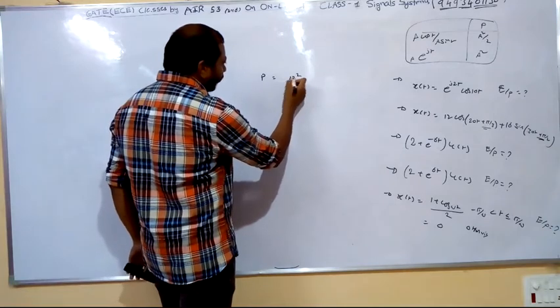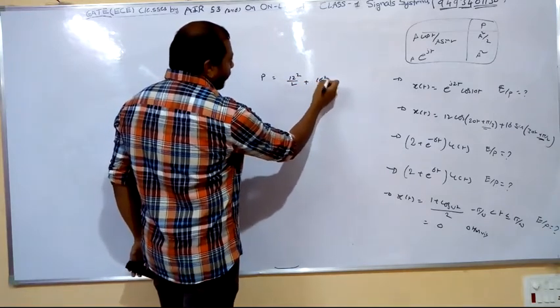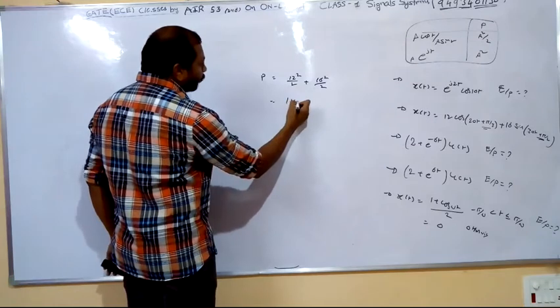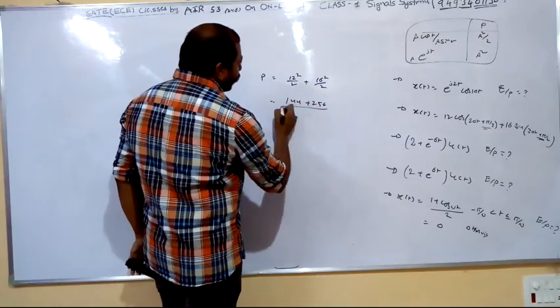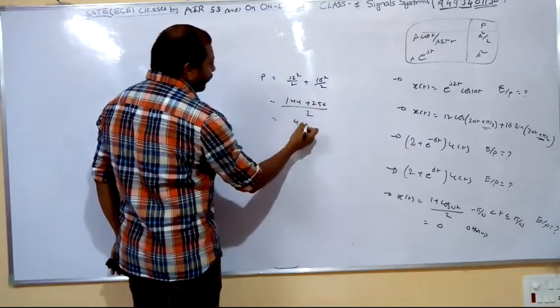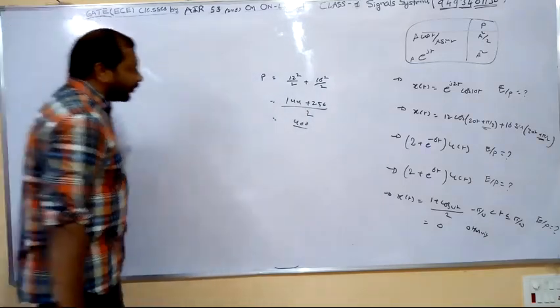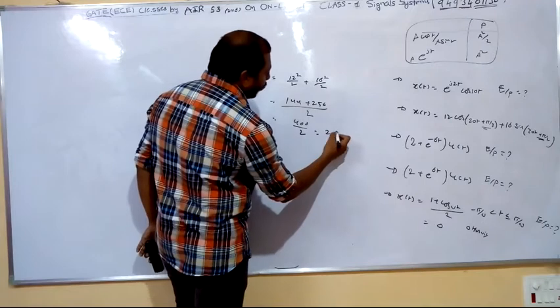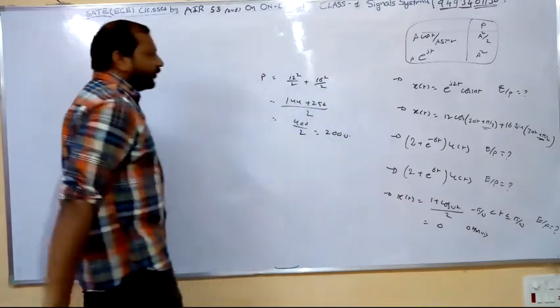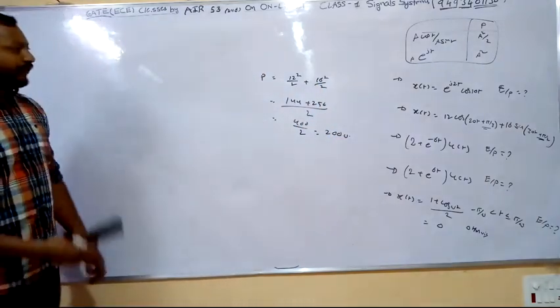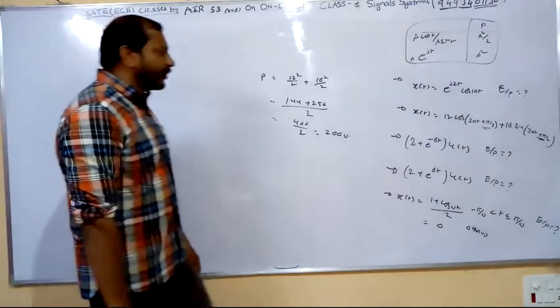Directly we can write this power is equal to simply A square by 2. That is 12 square by 2 plus 16 square divided by 2, which is 144 plus 256 upon 2. This value is equal to how much? 400, I think. 400 divided by 2. So this value is equal to 200 watt. Coming to the next question.